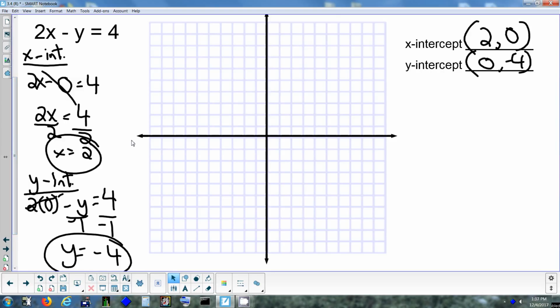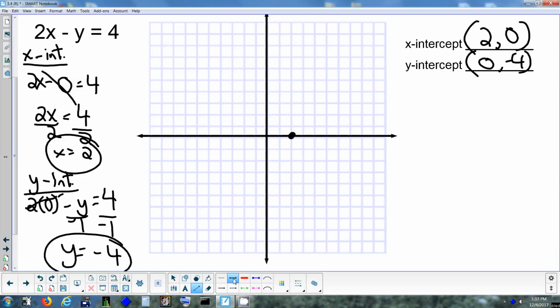So, Josiah, how do I graph 2, comma, 0? You would go over. What direction? To the right, okay. Do I go up or down? No. 0. To the 0. Very good. There's my x-intercept.